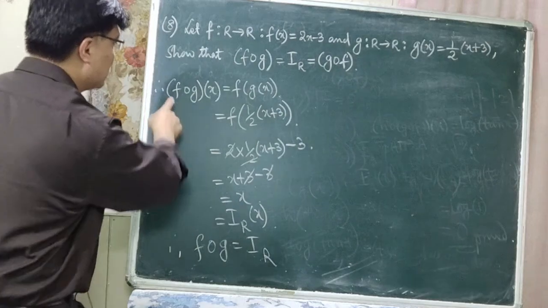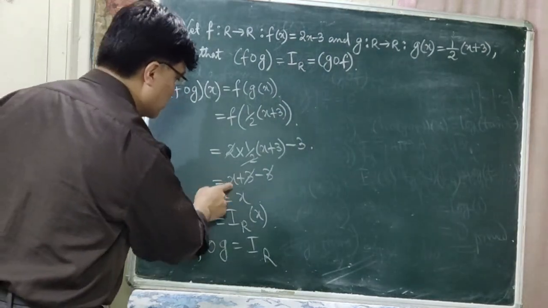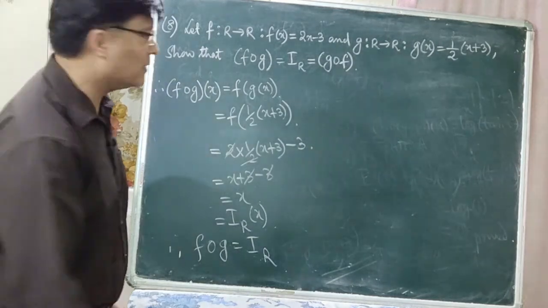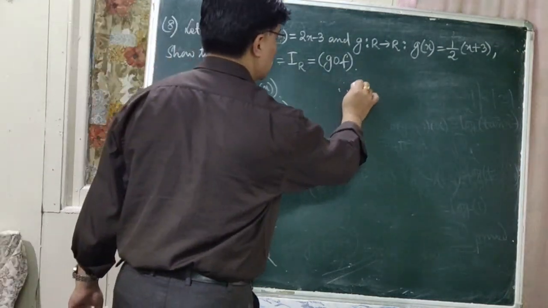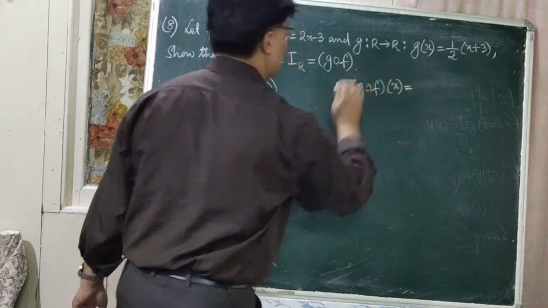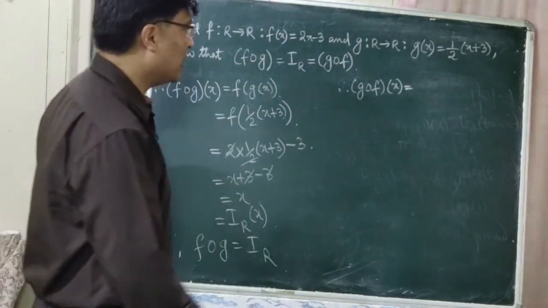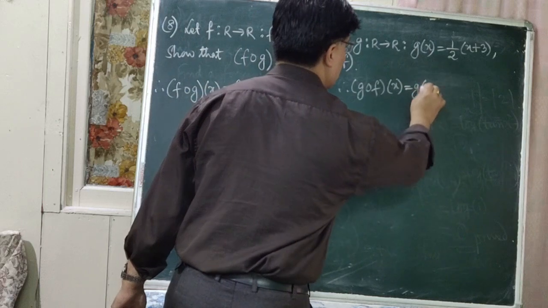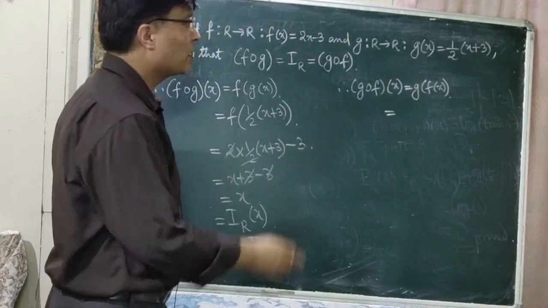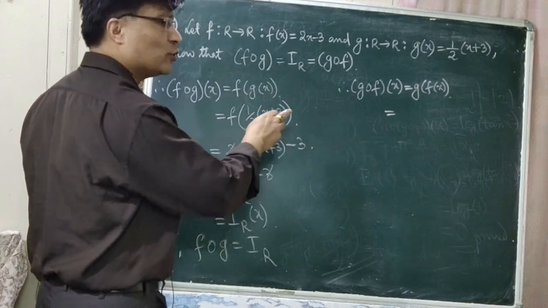That means you can write fog is equal to this IR. So similarly you can prove GOF is equal to IR. So let us find out first GOF of X. GOF of X is equal to, now it is defined as G of F of X, G of F of X, which is equal to, so instead of F of X, what should we put?